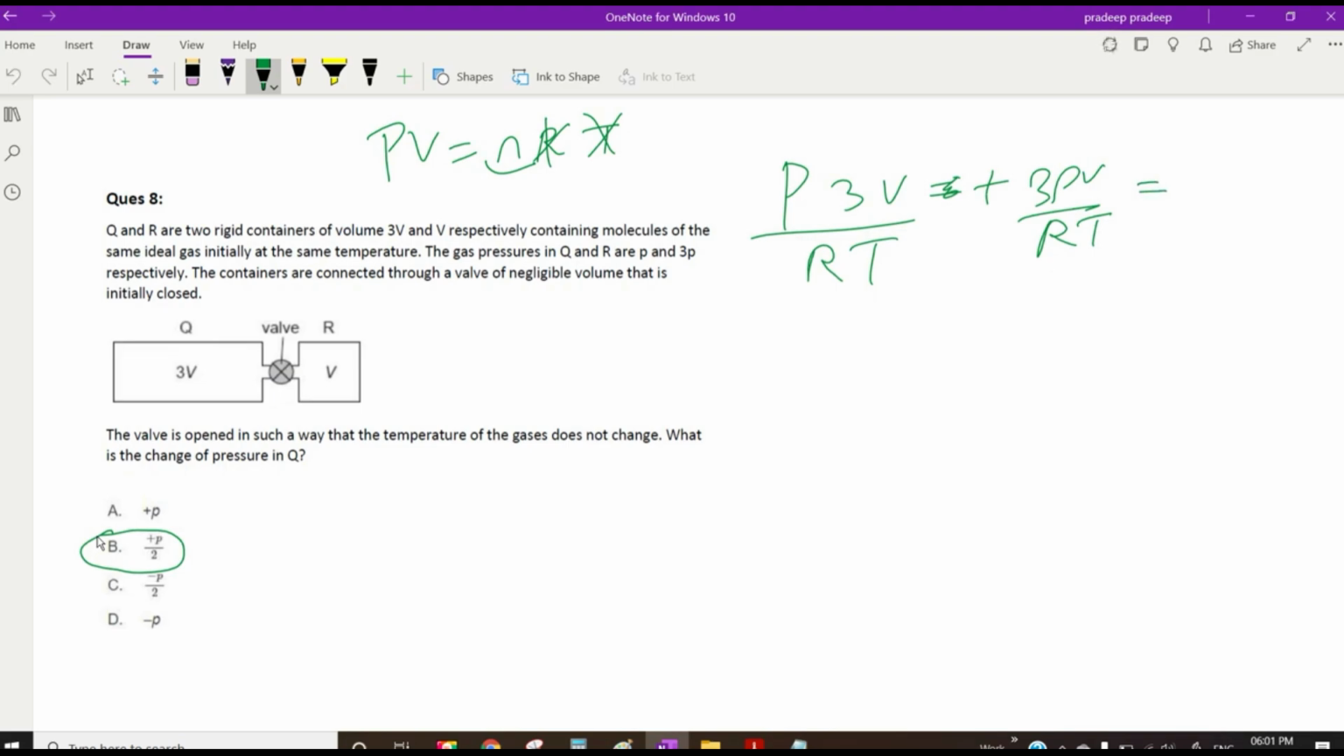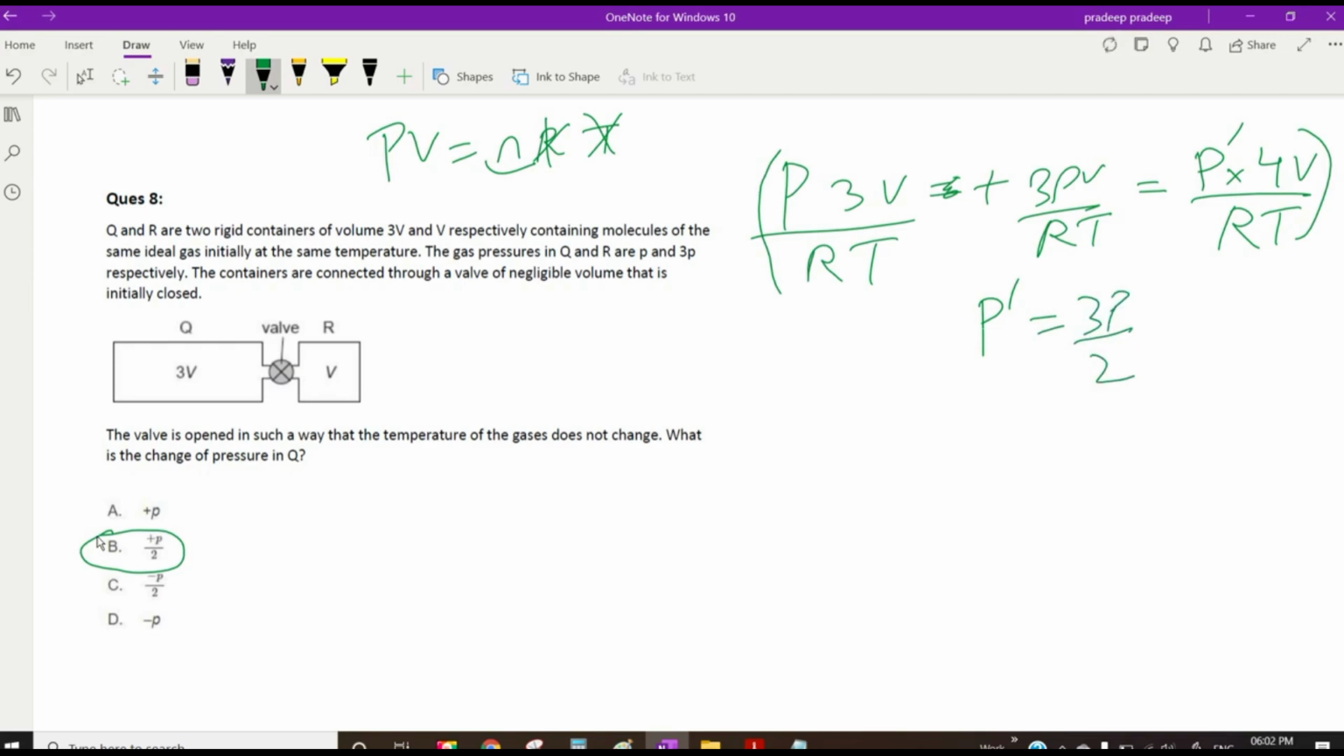Wait, wait, no, sorry, just a second. So it'll be the final pressure into 4V over RT. Oh, okay. So just the right hand side. Please tell me the value again on the right hand side. Yes, so the right hand side would be the new pressure, let's say the new pressure is P dash, and you would multiply that by 4V over RT. Perfect. Yes. On solving this, you will get P dash as 3P by 2.